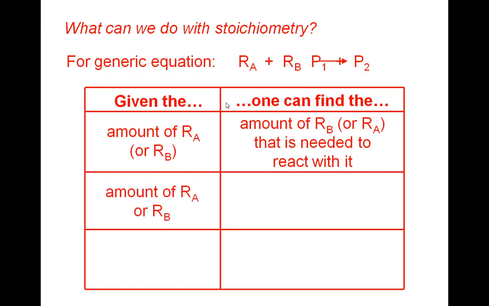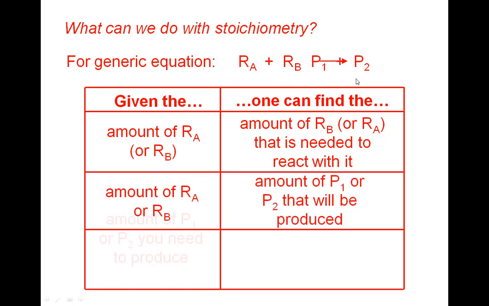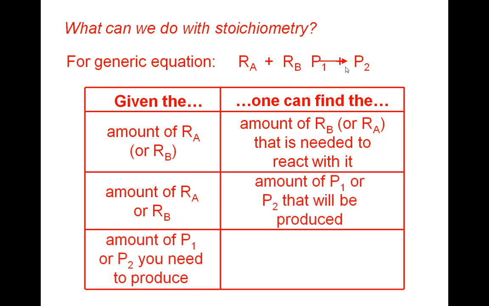Or if I tell you how much of either one of the reactants, you can find out how much product you can make. Or if I tell you how much product you need to make, you can tell me how much reactant you need. This is the part of chemistry that chemists really do every day. If you're working at a company and you need to make a certain amount of product, you need to order the exact amount of reactant or else you'll lose money. This is what chemists do in the real world.